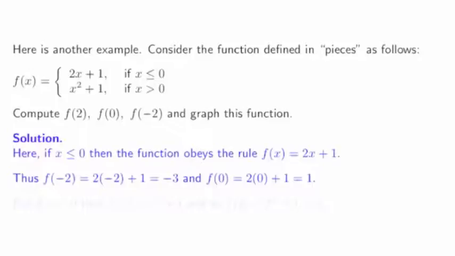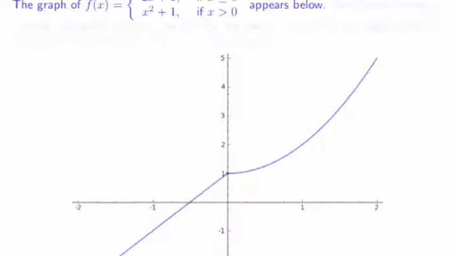And f of 0 obeys that rule. It's twice 0 plus 1, which is equal to 1. If we plug in minus 2 or 0, we obey the first rule. The output is 2x plus 1. But if x is positive, then we have a different rule. The second line, the output is now x squared plus 1. So when we plug in 2, for example, we will square 2 and add 1 and get 5.